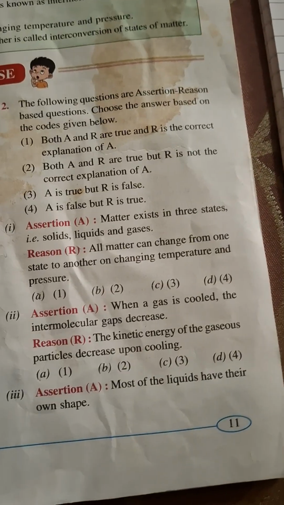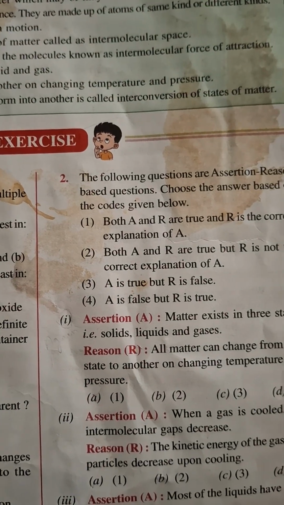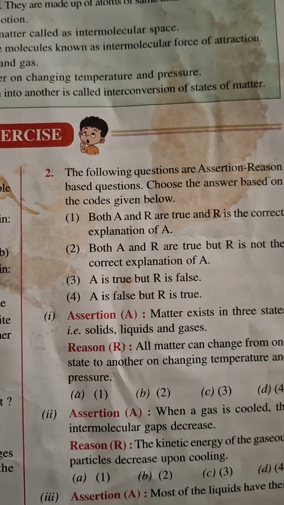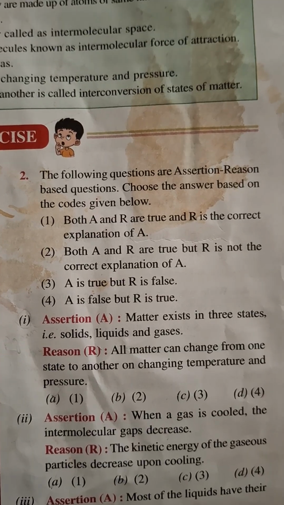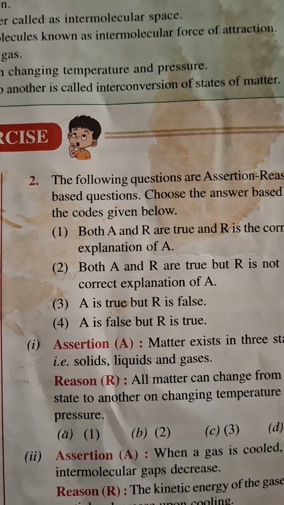Now, let's move to the third assertion, which says most of the liquids have their own shape, and the reason is liquids can flow from a higher level to a lower level. So now tell me which of the options is true here. Any guesses? Well, the answer is number 4, which is A is false but R is true.